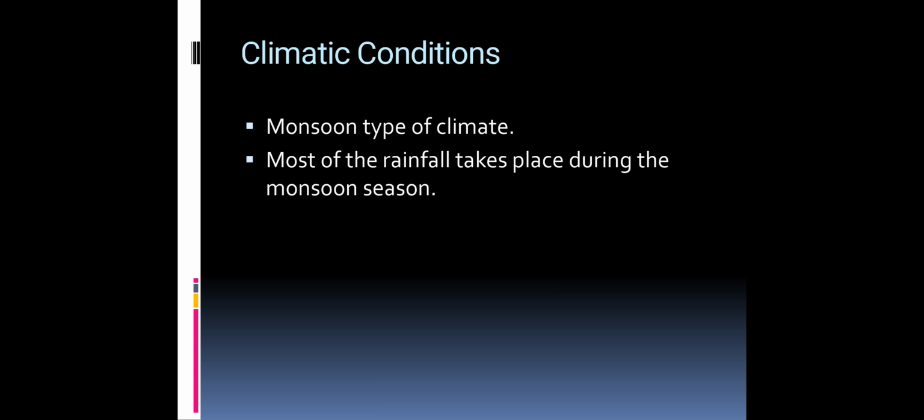Now coming to the climatic conditions of the Ganga Brahmaputra basin. This region experiences monsoon type of climate. What did we discuss about the climatic condition in the Amazon basin? What type of climate is experienced? Equatorial type of climate, right? You remember that? So when we talk about the Ganga Brahmaputra basin, it experiences monsoon type of climate. Now, what is monsoon type of climate? How is this type of climate characterized? Monsoon type of climate means hot summers, wet monsoons and cold winters.